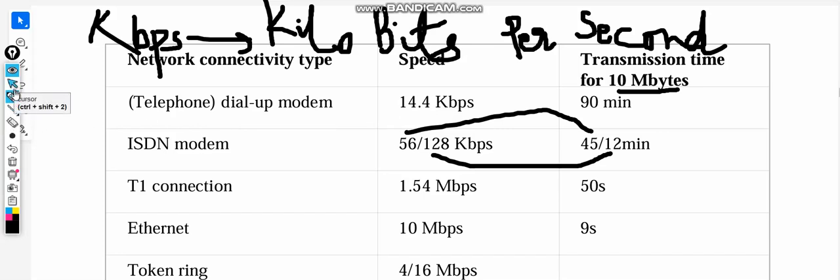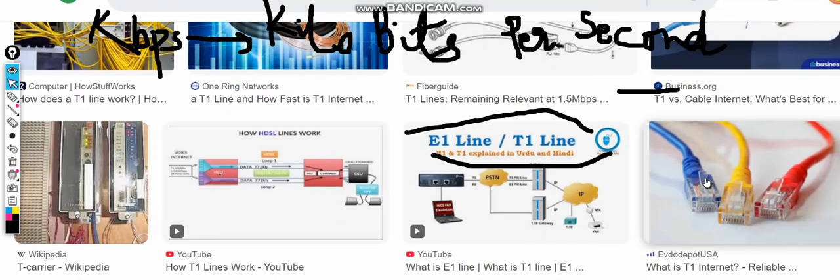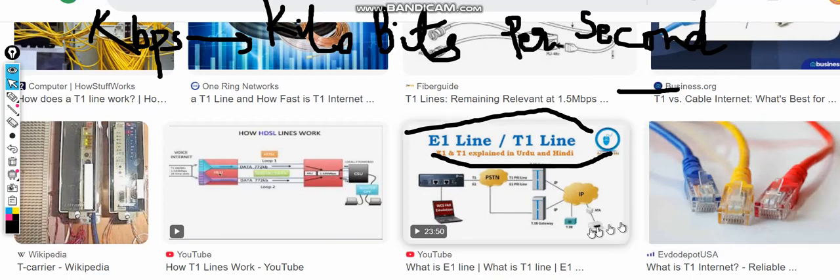Next, the T1 connection. So this is a T1 connection. These are all called T1.